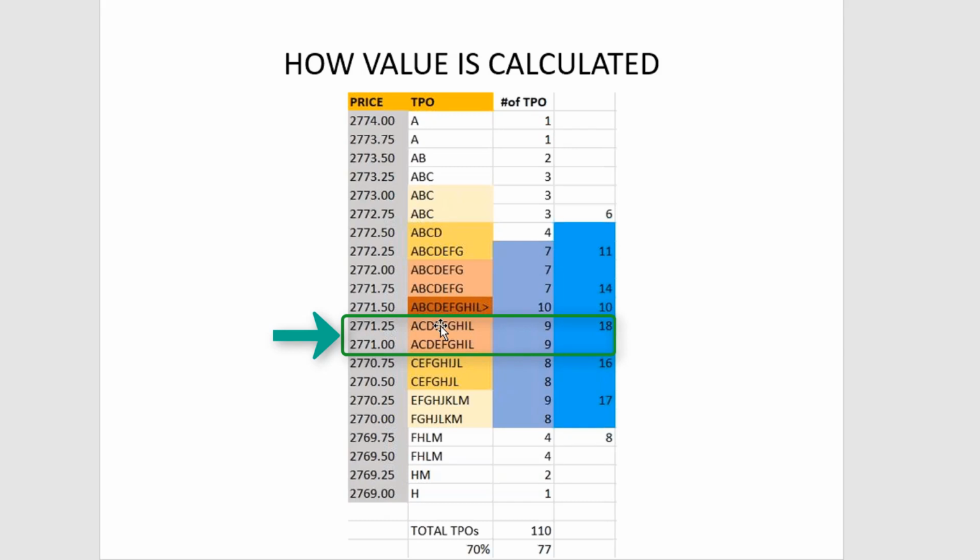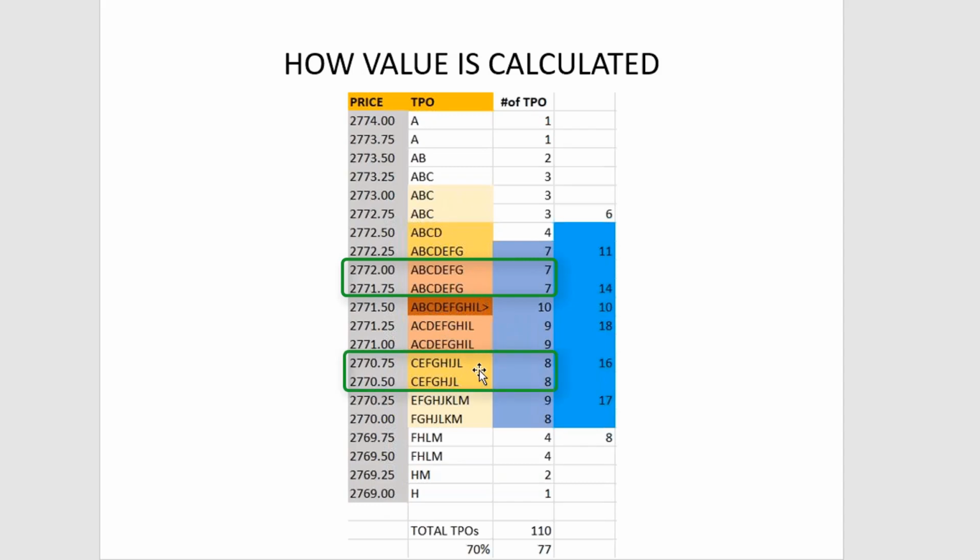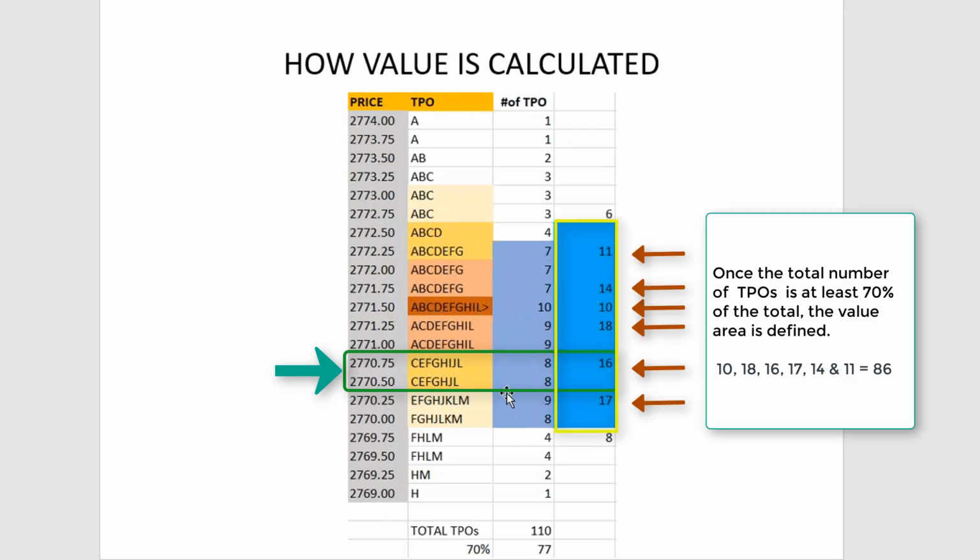Once that is completed, we now look at the remaining lines above and below. So we haven't used the two lines immediately above, so that's 7 and 7, still 14. The two lines below that haven't been used are 8 and 8, 16. So in order to reach this 70% level, the next thing we'll do is use the two lines with a total of 16. That process continues until you have identified 70% of the TPOs. That's your value area for the day.